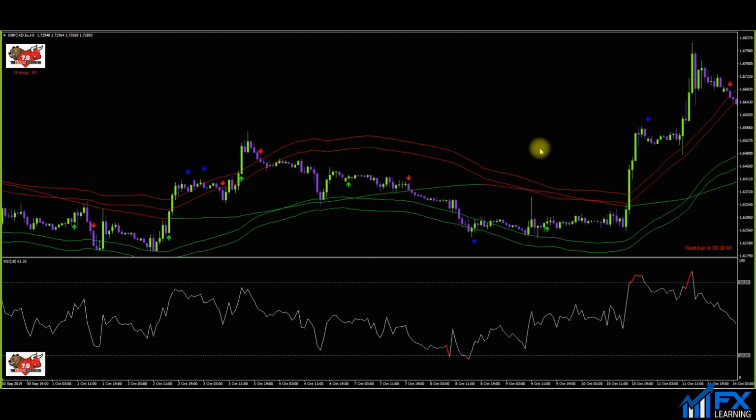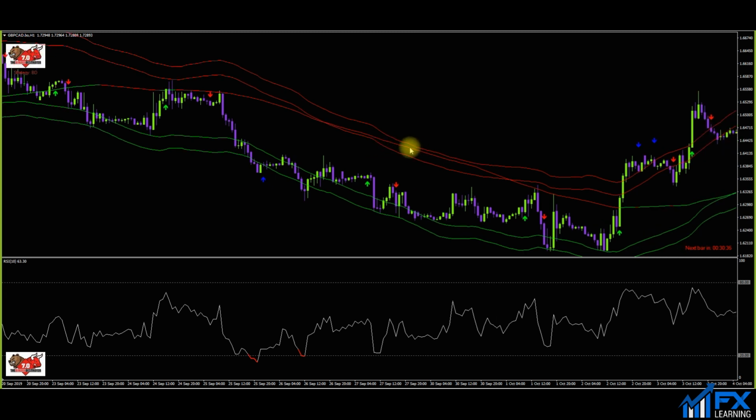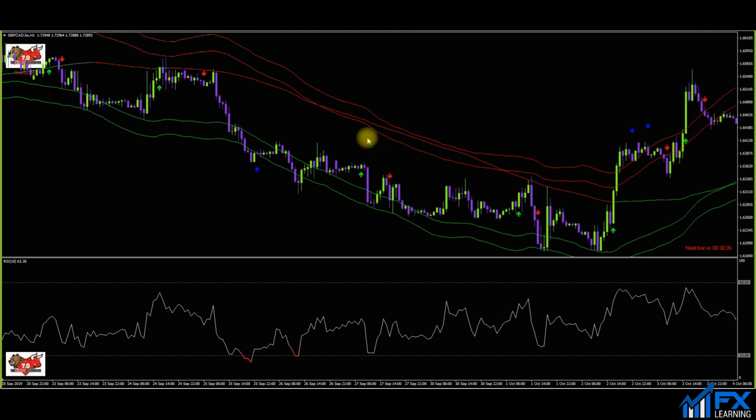Okay, let me find you a downtrend. Here, notice how the line is outside of the zone. So it's telling me what? It's a strong downtrend because it's outside of the zone.